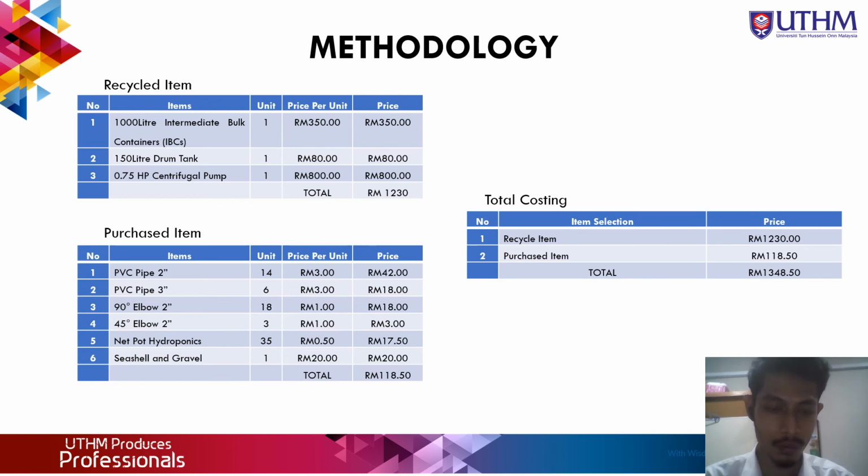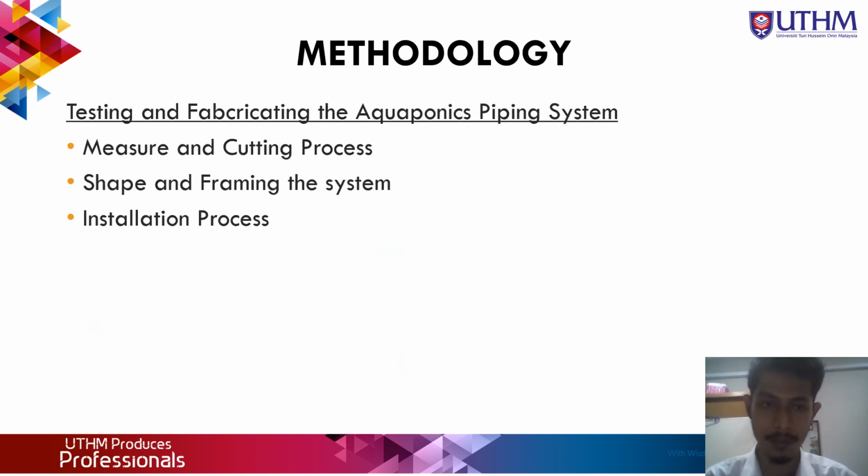The purchased items that I need to buy are PVC pipe 2 inches and 3 inches, 90-degree elbow 2 inches, 45-degree elbow 2 inches, net hydroponics, and seashell and gravel. So the cost for me to purchase for this project is 118 ringgit and 50 cents. So the total cost of this project is approximately 1348 ringgit and 50 cents.